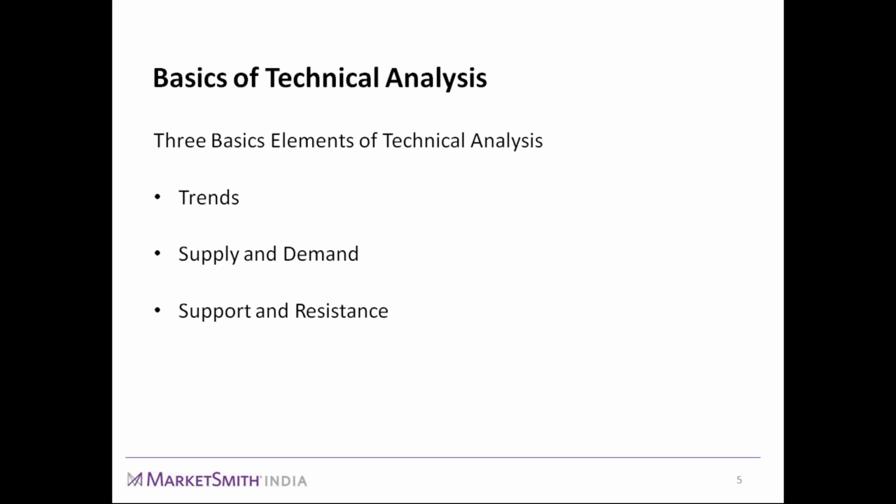There are three basic elements that technical analysis is based on. First thing is trend. Trend is nothing but a certain direction that a stock, or the overall market, is showing. Trend basically gives us a long-term outlook for the stock.